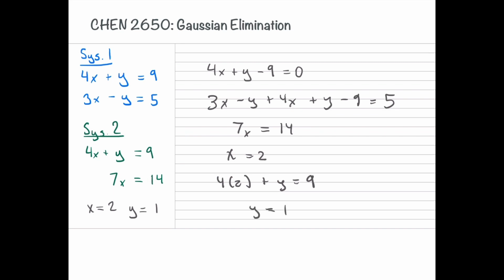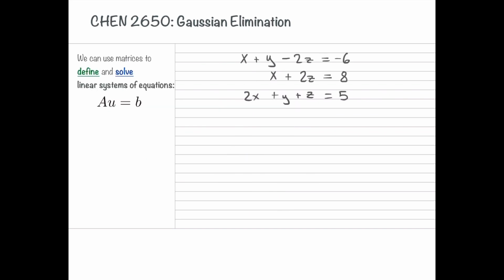What we're going to do in this video is formalize this approach in terms of matrices so that we have an approach for solving systems of equations of arbitrary size. The first thing we need to do to formalize this approach is describe how we can represent a system of equations using matrices. In matrix form, we can represent a system of equations as some matrix A times u, which is a column vector of unknowns, equals b, the right-hand side.